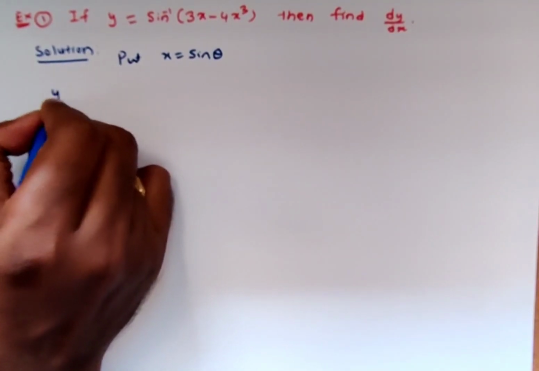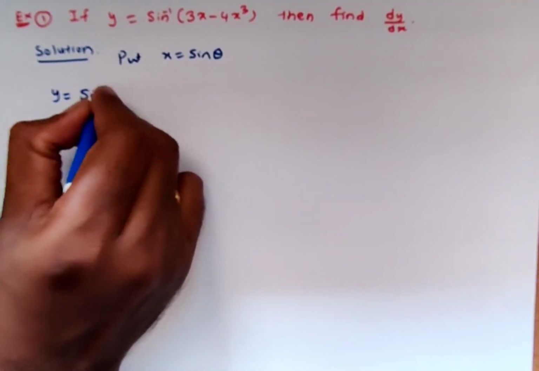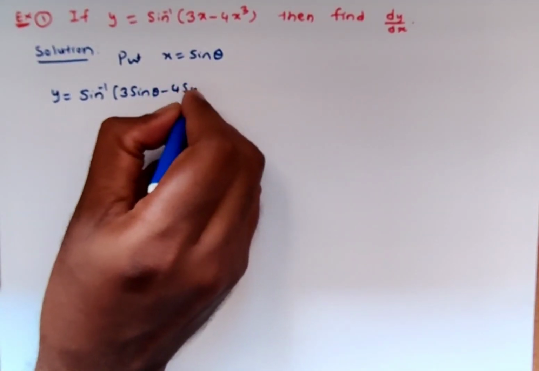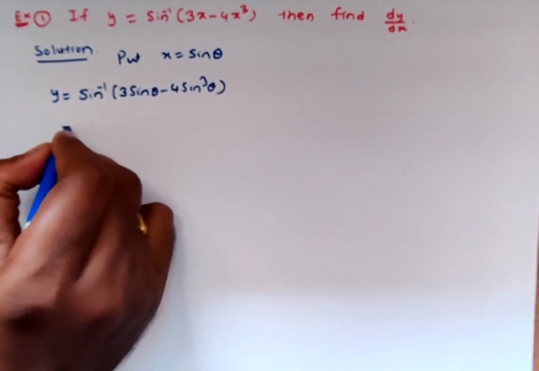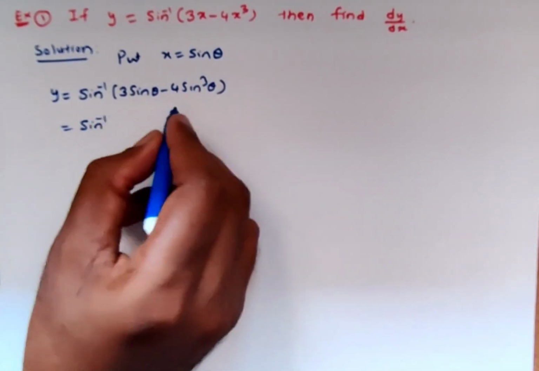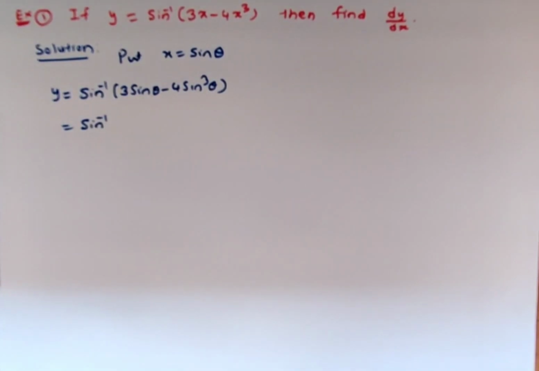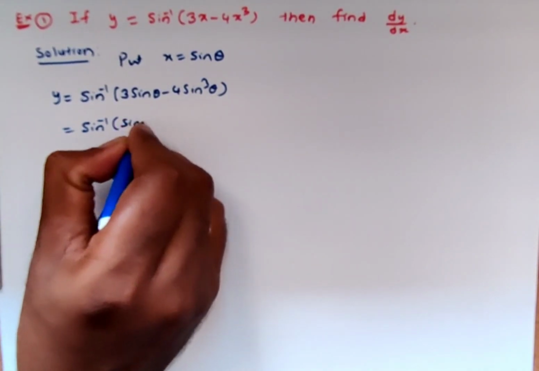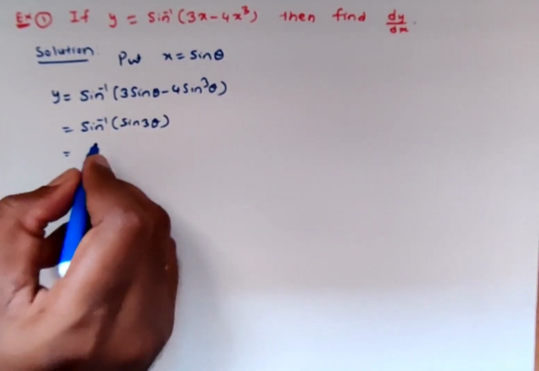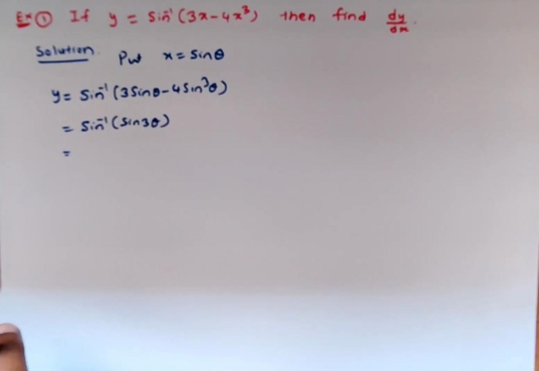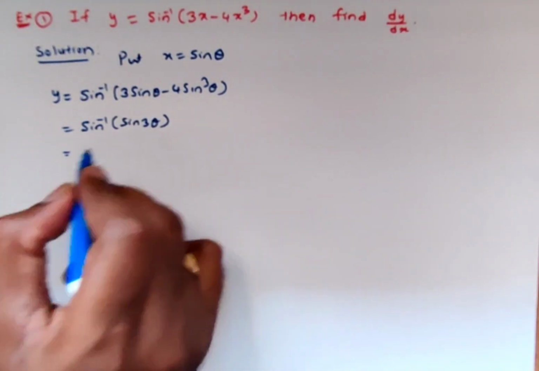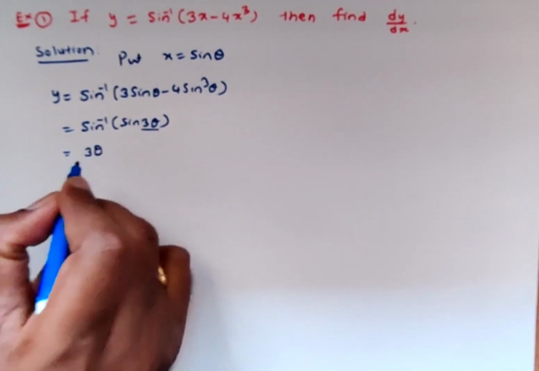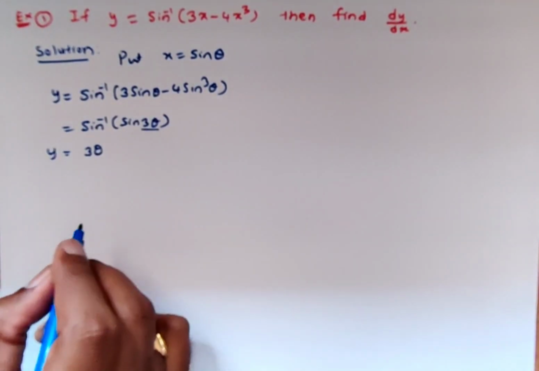So this is y equals sine inverse of 3 sine theta minus 4 sine cube theta, right? Now, we know the formula from trigonometry, 3 sine theta minus 4 sine cube theta defines sine 3 theta, right? So simply we can write it as sine of 3 theta. And we know one more identity in inverse trigonometric functions, that is sine inverse of sine theta is theta, but instead of theta here 3 theta is there, so therefore this is 3 into theta. y equals 3 theta.